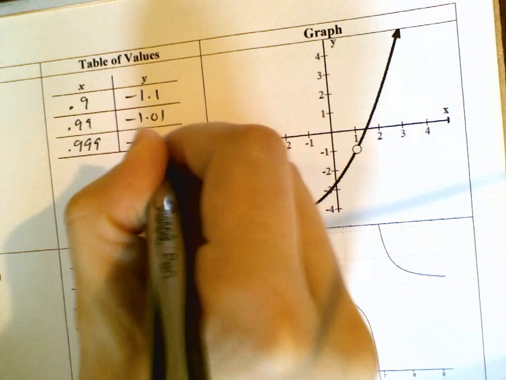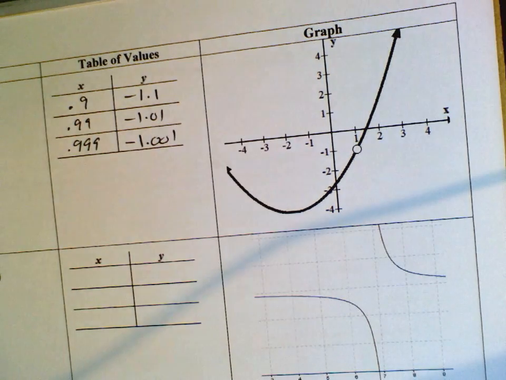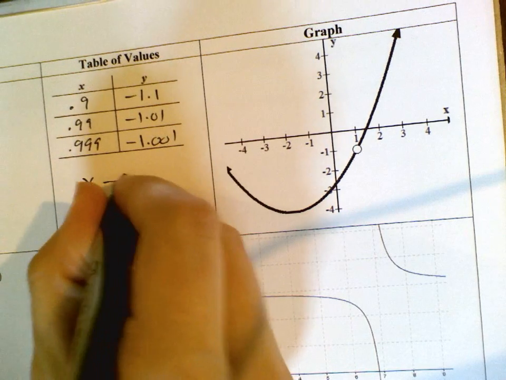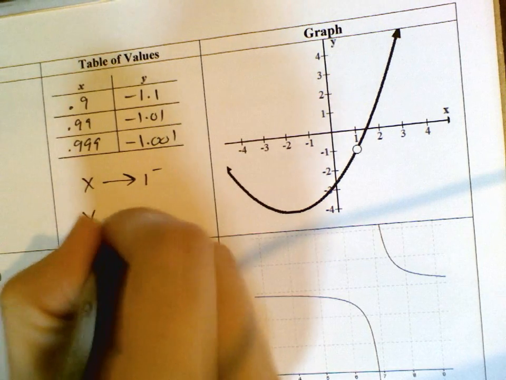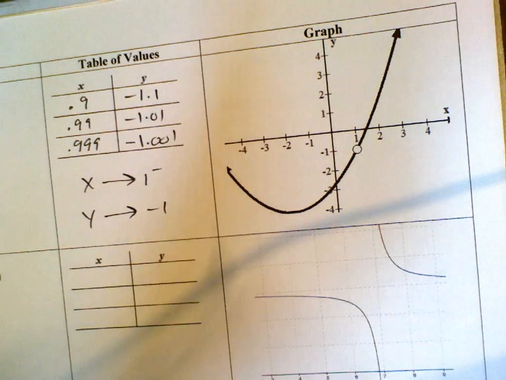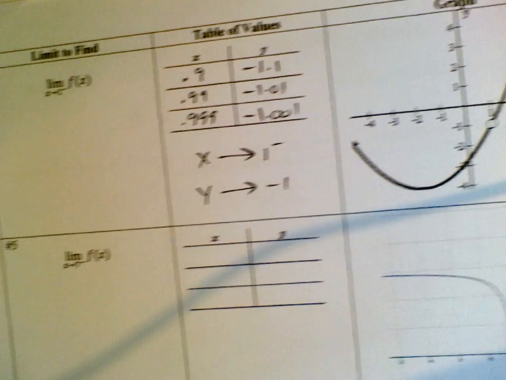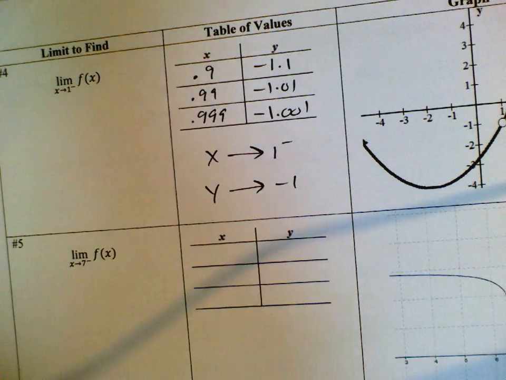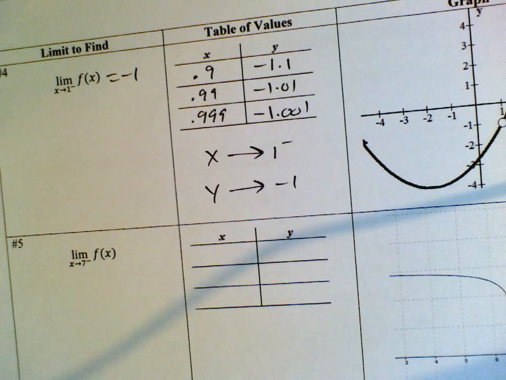So negative 1.001. Alrighty. So as the x values approach 1 from the left, my y values are approaching negative 1. So the limit as x approaches 1 from the left of f of x is negative 1. All right. If you feel like you've got this, go ahead of me, and then at the end, just check and make sure we have the same stuff.